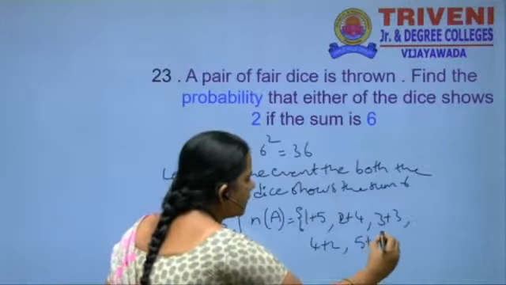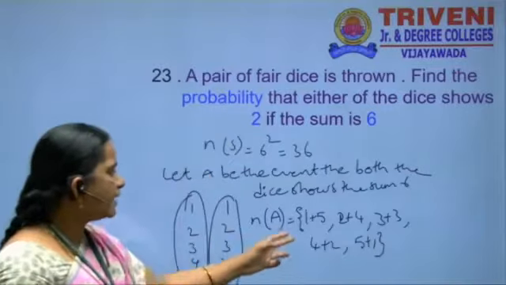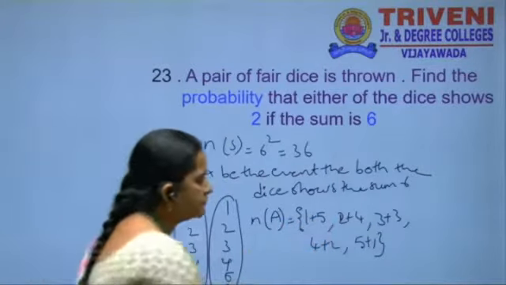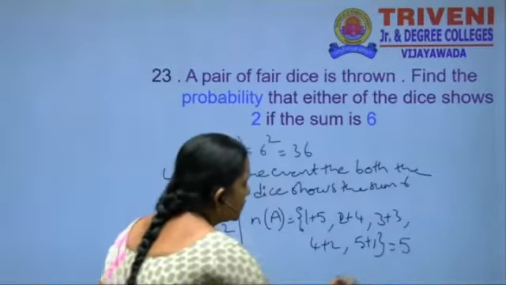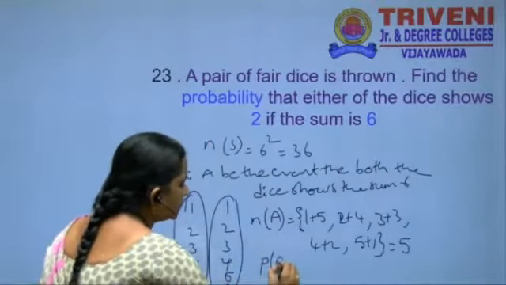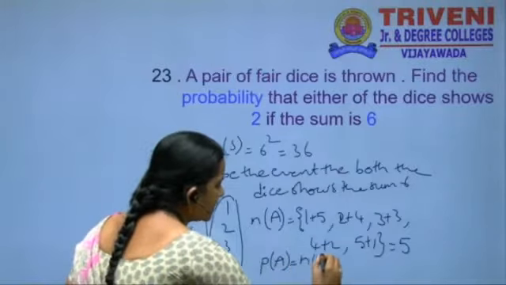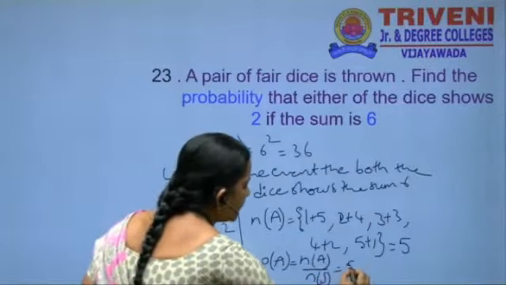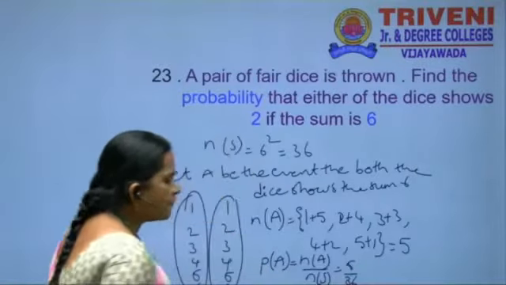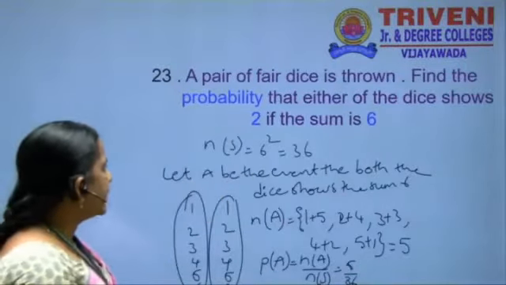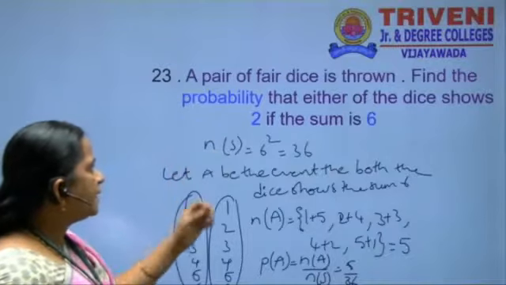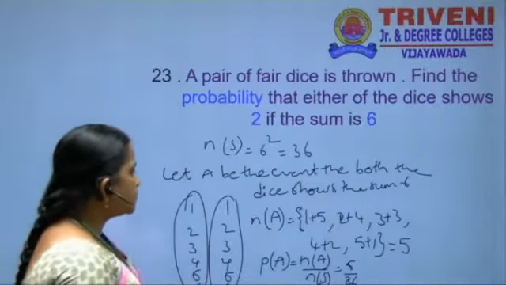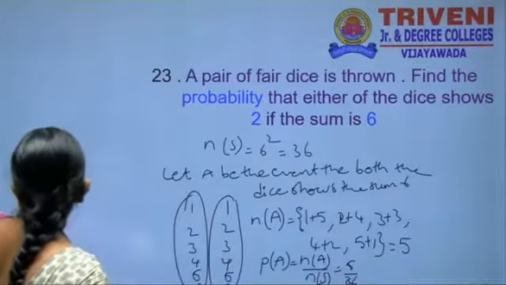Total number of events in the sample space A: how many are there? 1, 2, 3, 4, 5. Therefore, P of A is equal to n of A by n of S, that is equal to 5 by 36. P of A is equal to 5 by 36. Next, the probability that either of the dice shows 2. Either of the dice shows 2 means how many chances are there?